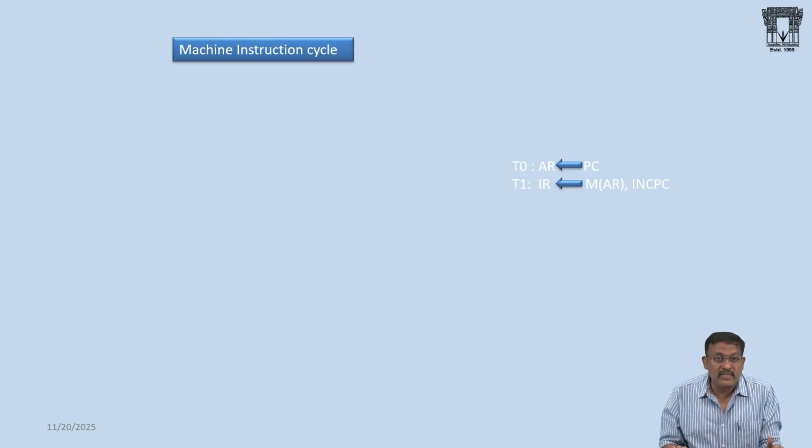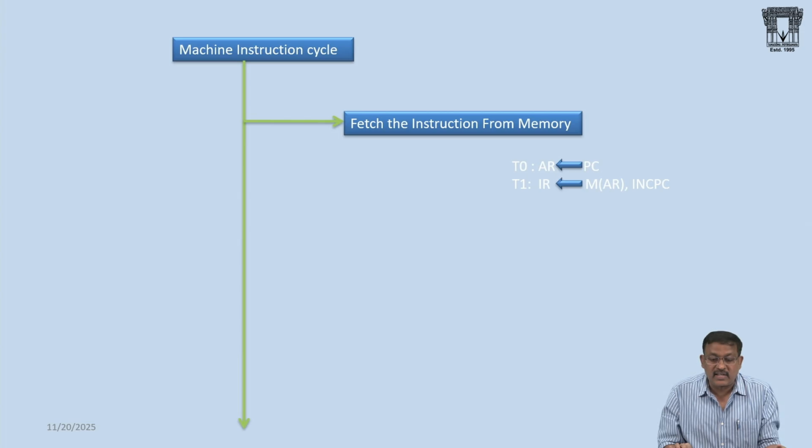Look at this. This is the machine instruction cycle. I already stated that the instruction cycle is composed of fetching the instruction from the memory. These three micro operations determine the fetch cycle, fetch the instruction from the memory. And the next one is to decode the fetched instruction. Look at this one. So there is fetch the instruction from the memory. These three micro operations will determine the fetch. Now, decode the instruction.